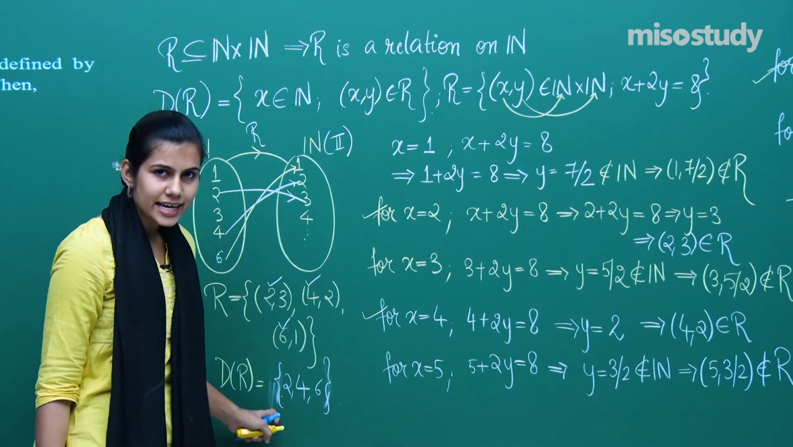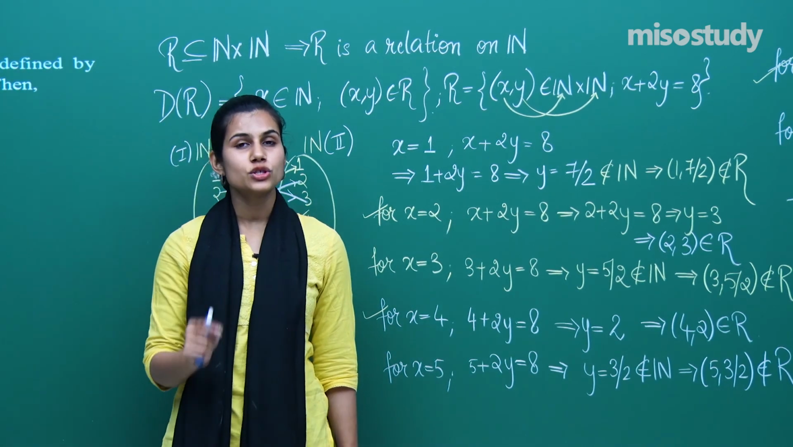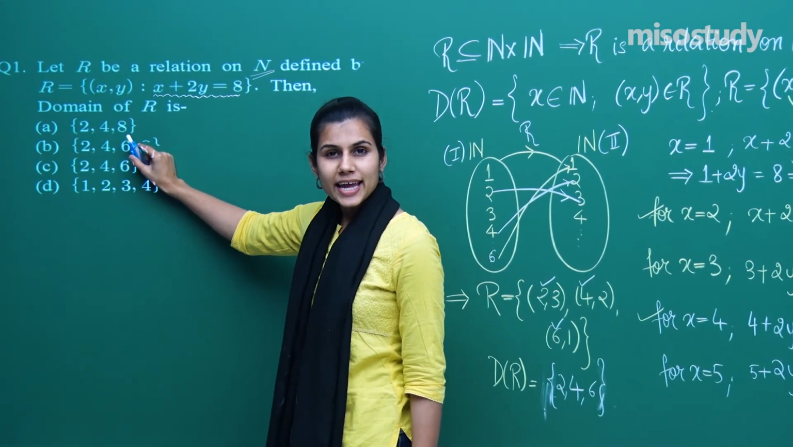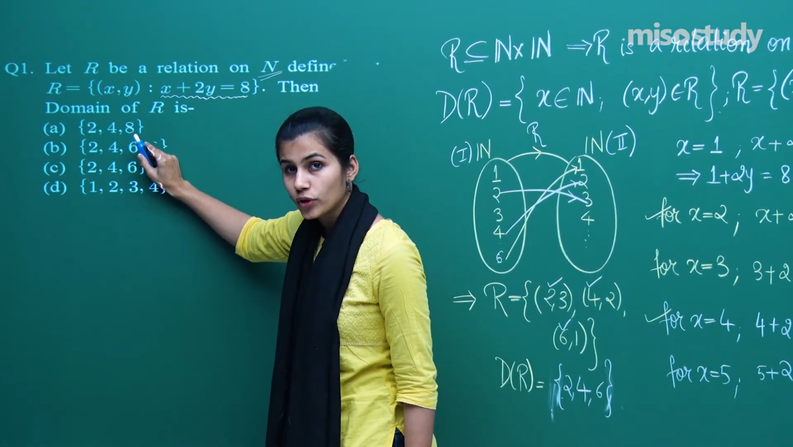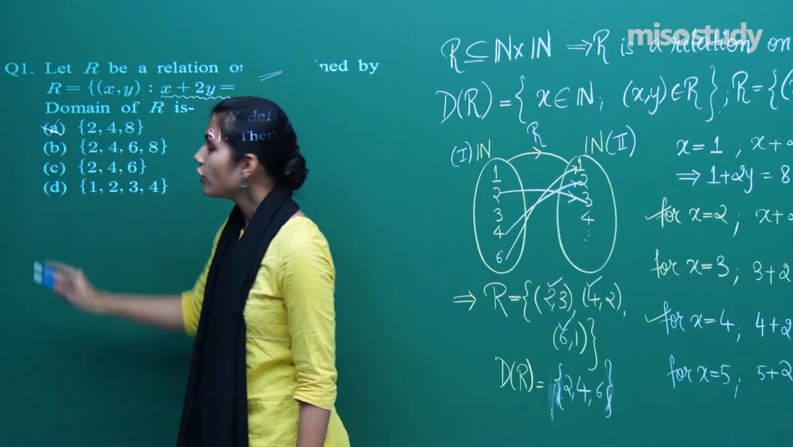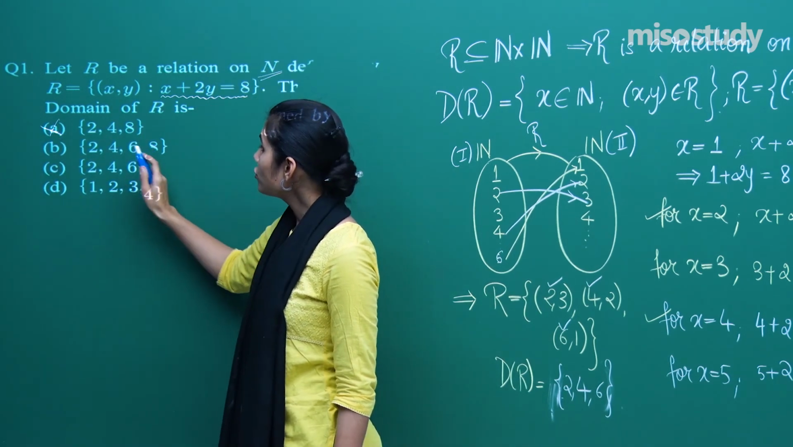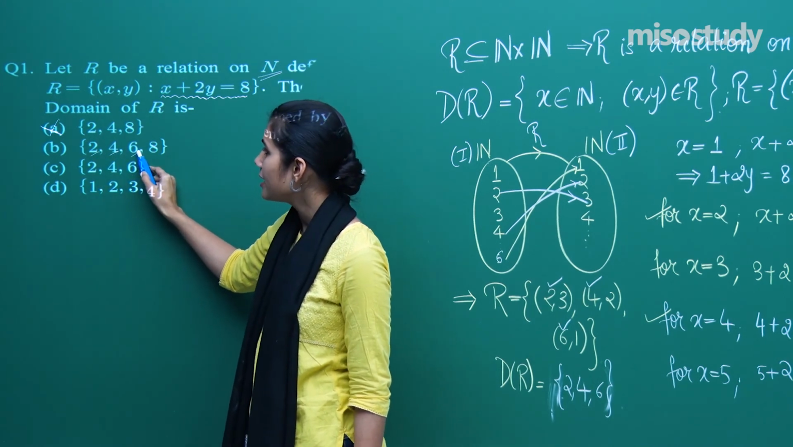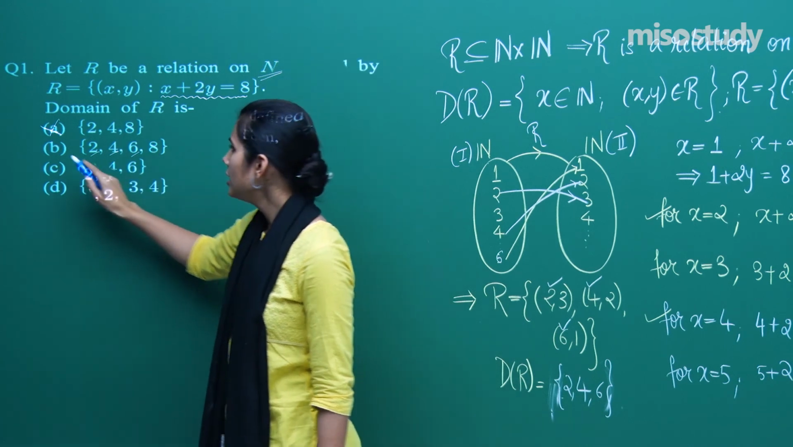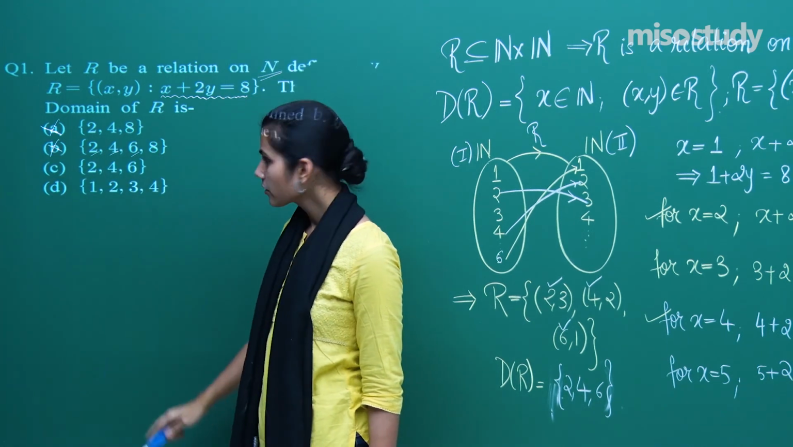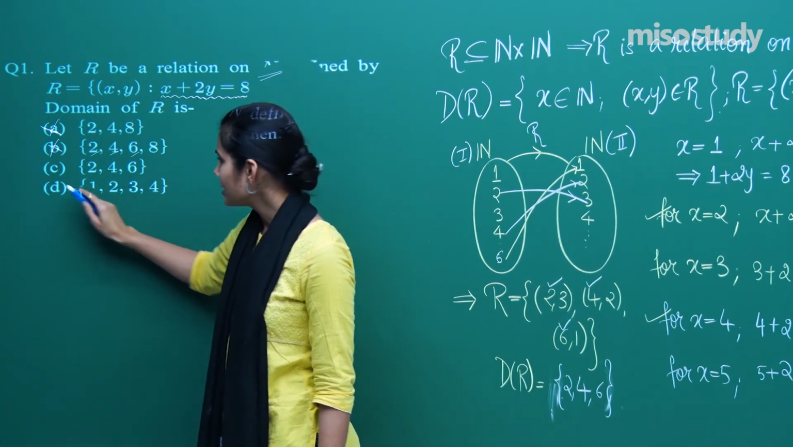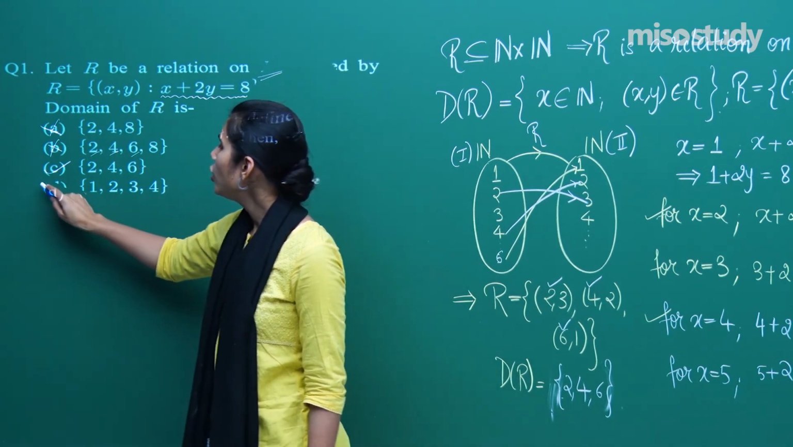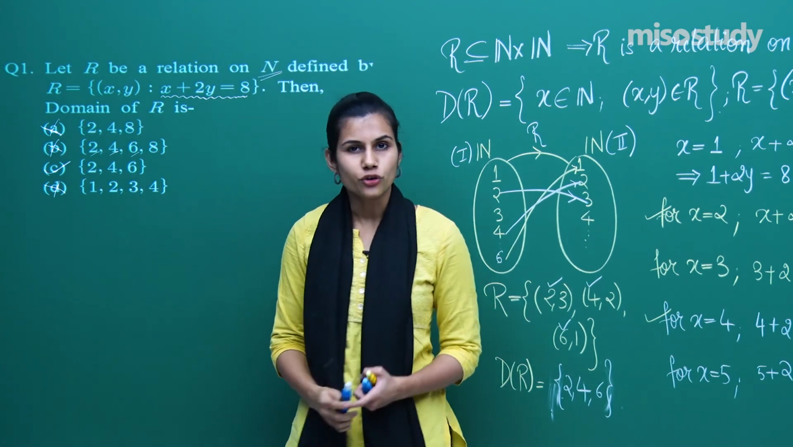Let's see if this set is given as one of the options or not. The first option says the domain consists of 2, 4 and 8, which is absolutely wrong. Second talks about 2, 4, 6 and 8. So yes, 2 is there, 4 is there, 6 is there, but I don't want 8 over here. This is also wrong. The third one, yes, is my solution, and therefore that is the correct option, with D also happening to be wrong.